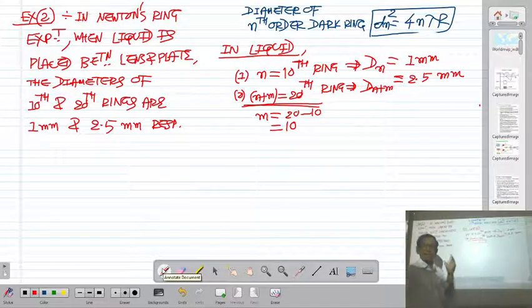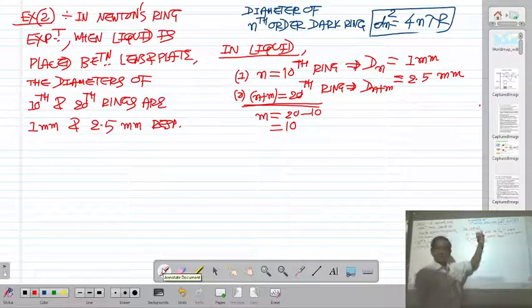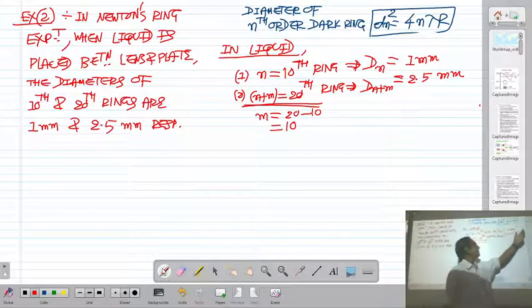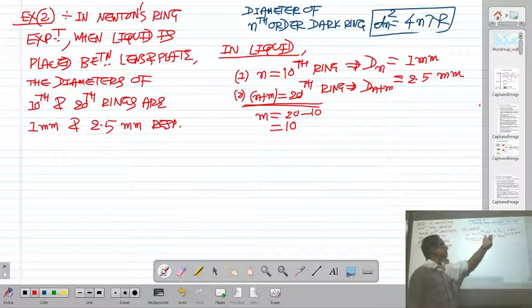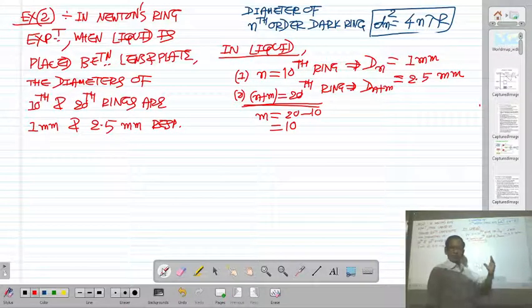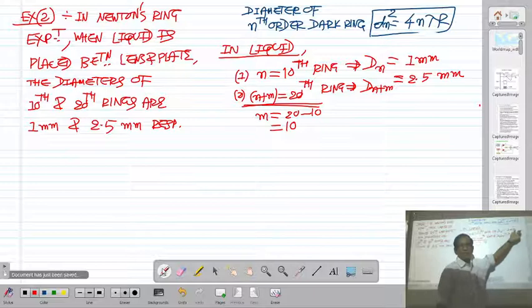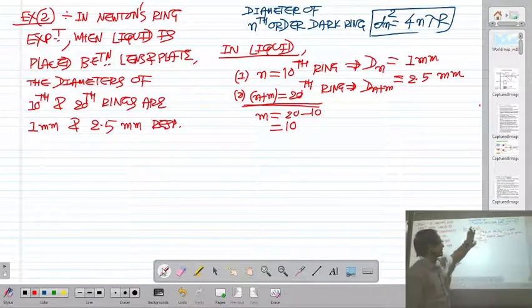when liquid is kept between lens and plate, when there is a liquid film between lens and plate, the diameter of the nth, the 10th dark ring in liquid, capital Dn, is 1 mm, and the diameter of the (n plus m)th, the 20th dark ring in liquid, capital D(n+m), is 2.5 mm. Okay, the difference of ring number will be 20 minus 10, which is 10.